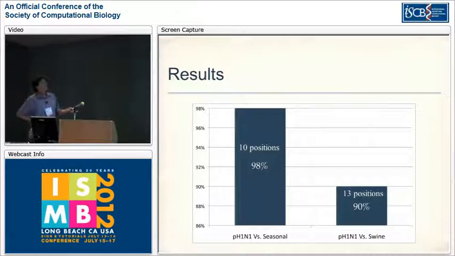So the result here, you see that this is a precision, and you see that there's very good separation here, right? We are over 90% quality. And in this case, with the pandemic versus seasonal, it's all based on 10 positions. And in the other case, with pandemic versus swine, it's all based on 13 positions. So we looked at each position specifically, but I'm not going to bore you with that.